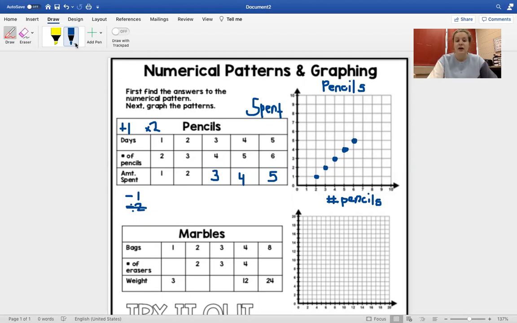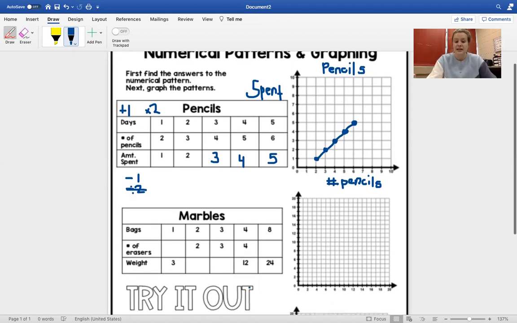And these are line graphs, so I'm actually going to connect those points, and we can see that it is a steady increase. The more pencils you buy, the more money you spent. And we can actually see that 2 pencils is $1, and the more pencils you buy, the more money they spend, right? Alrighty, so we're going to look at this second chart right here.